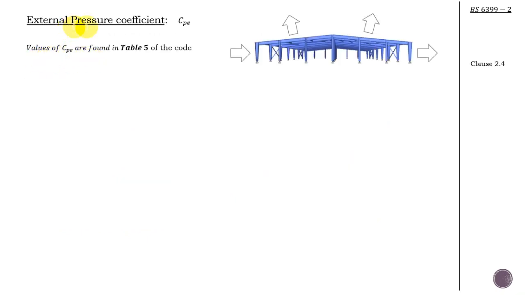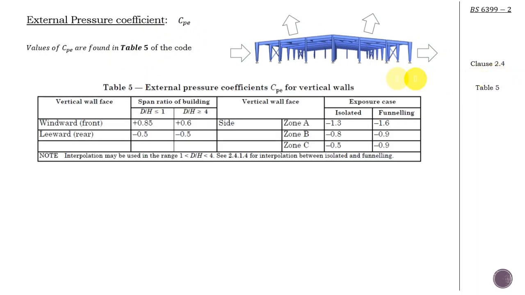The values for the external pressure coefficient CPE can be found in table 5 of the code, clause 2.4. Alright, so this is the table 5, and it shows the external pressure coefficient CPE for vertical walls, okay? Remember, we're not considering the roof right now. Okay, what it says basically is you've got the windward front face, of course, and the leeward, the rear side of the building, and you have the span ratio of the building, okay.